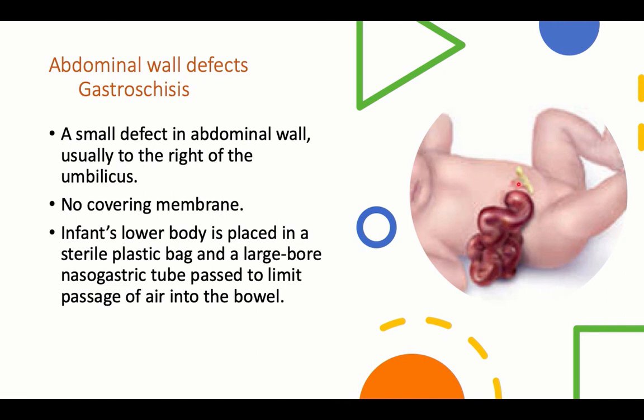We have a normal umbilicus, normal insertion of the umbilical cord, and beside it a small defect in the anterior abdominal wall through which intestinal loops project like that. We have no covering membrane for the intestinal loops. This is an emergency. Once an infant or newborn is delivered, surgical consultation should be done, and the infant's lower body should be placed in a sterile plastic bag, with a large bore nasogastric tube inserted to limit the passage of air into the bowel. So it is a surgical emergency.